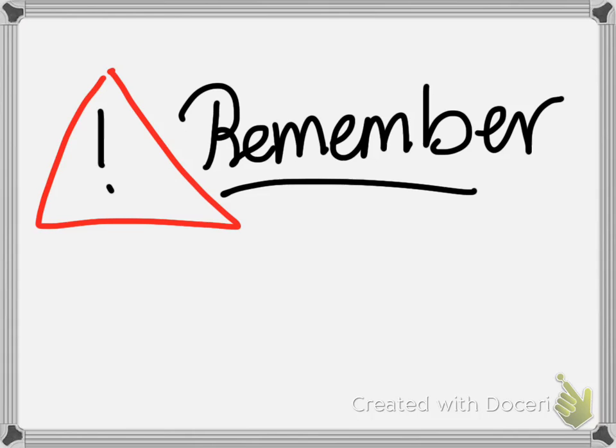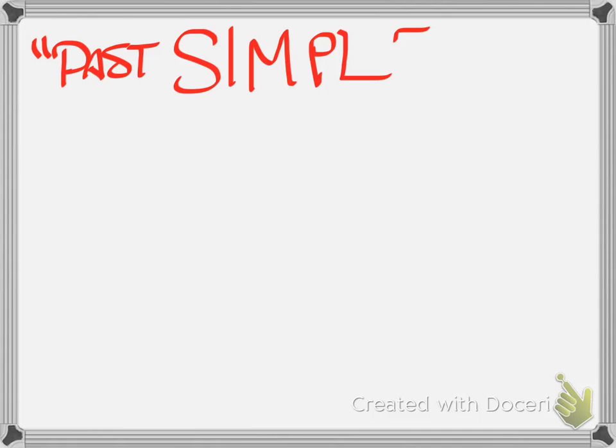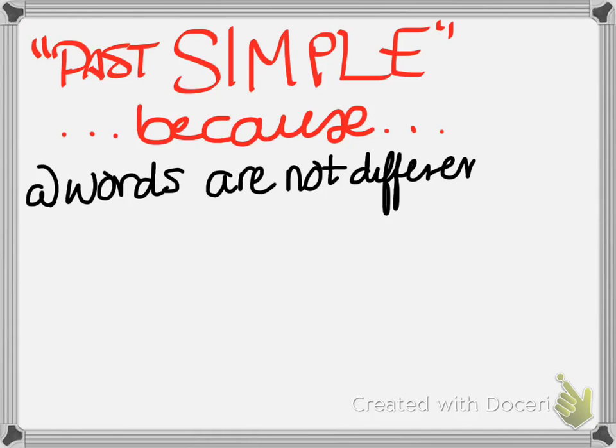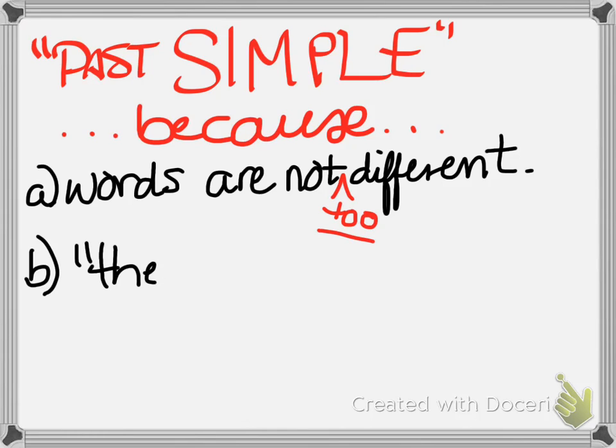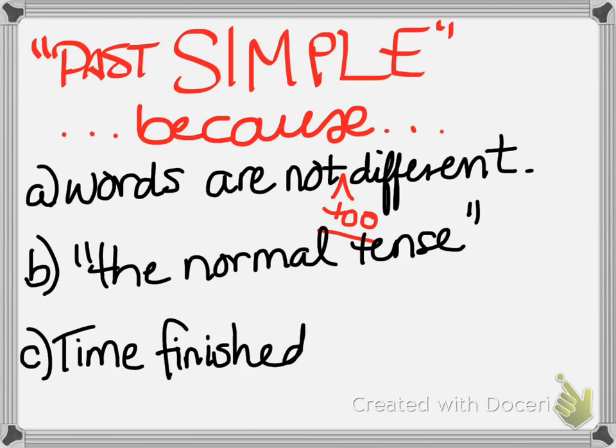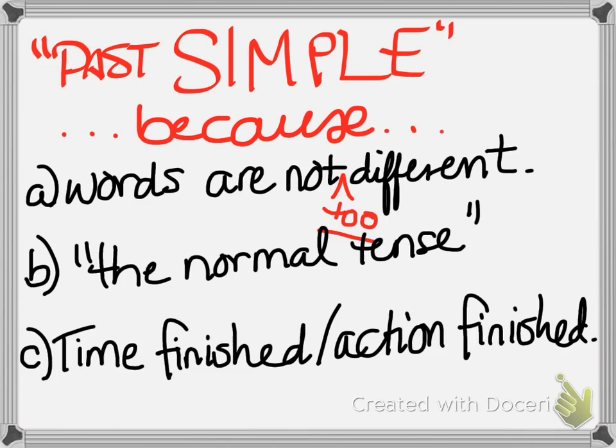So remember, to review, here are the rules. This is how you know that past simple is simple. Because, number 1, the words do not change that much from the infinitive. They're not all that different from the infinitive. Second reason, it's the normal tense you use to talk about past activity as long as there's no other indication in the sentence that a different time should be used. And if the time is finished and the action is finished, you use past simple.